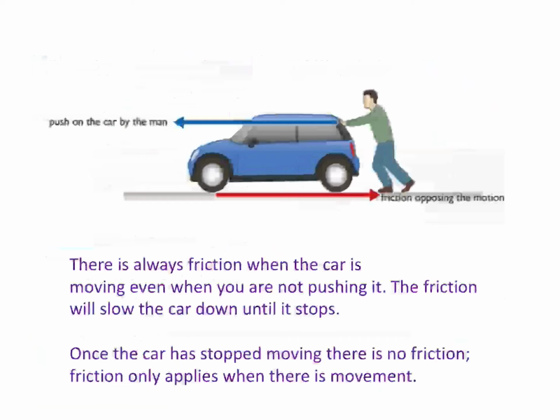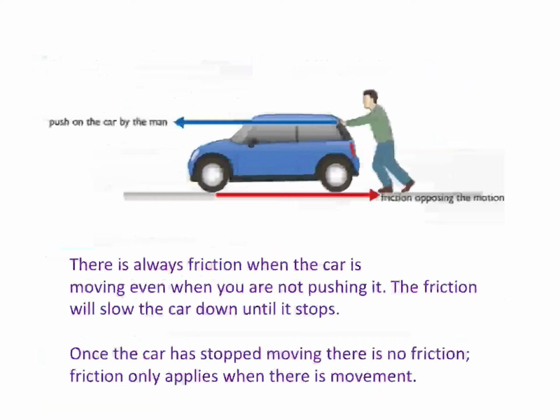So the man is pushing the car and friction is opposing the motion, which is what makes it difficult to push the car because of the surface of the road and the friction of the tyres. So if we read this information at the bottom, it says there's always friction when the car is moving, even when you're not pushing it.